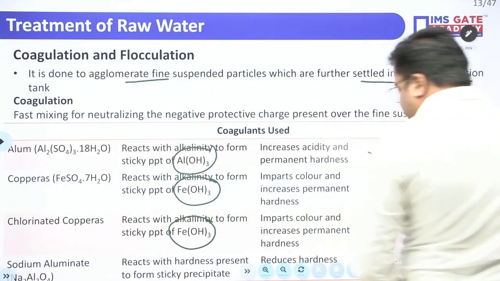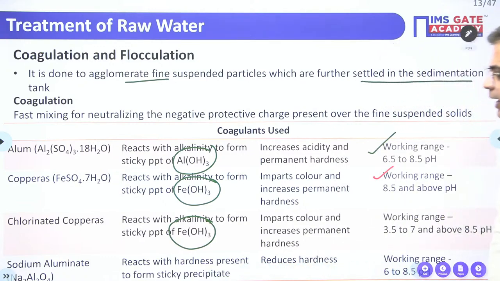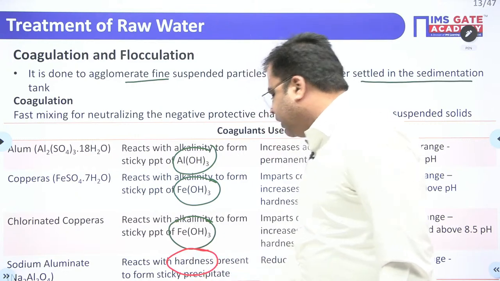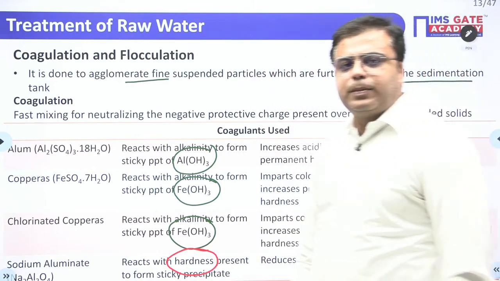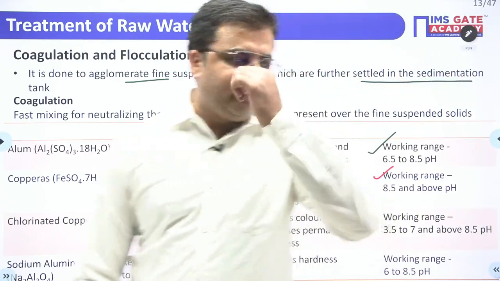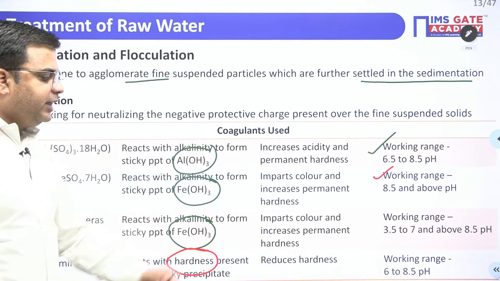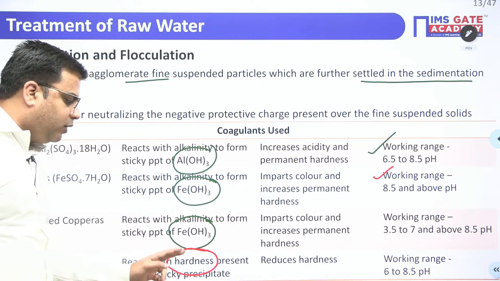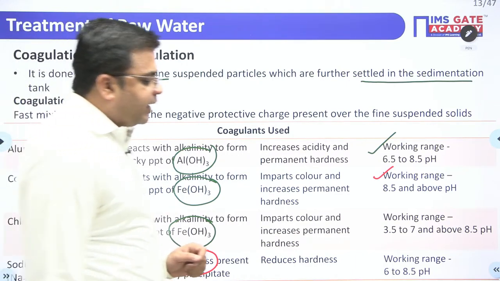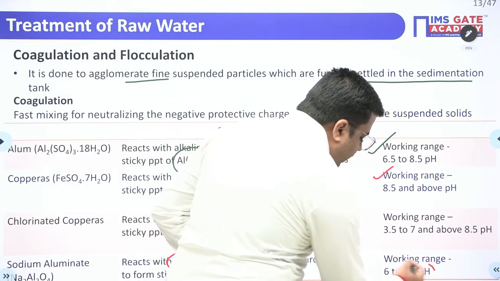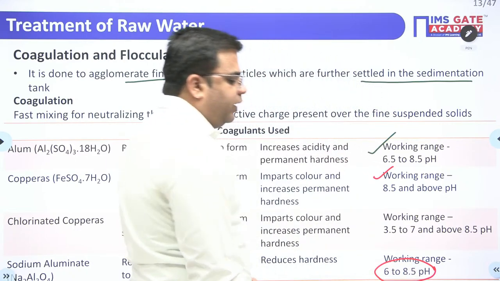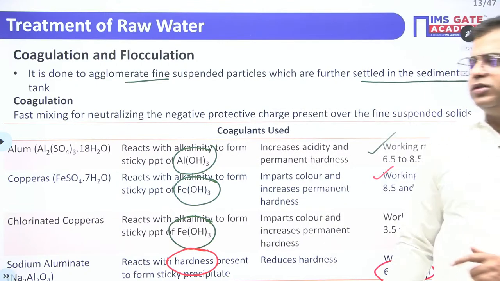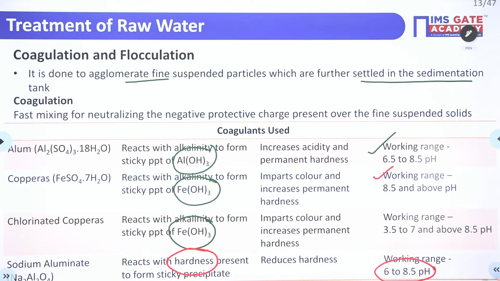The last one is known as sodium aluminate, and sodium aluminate reacts with the hardness present in water to form the sticky precipitate. It reduces the hardness because it is reacting with the hardness present in water. Its working range is very strict. It only works in the pH range of 6 to 8.5. Okay, so these are the four coagulants that we usually use when we go for coagulation.